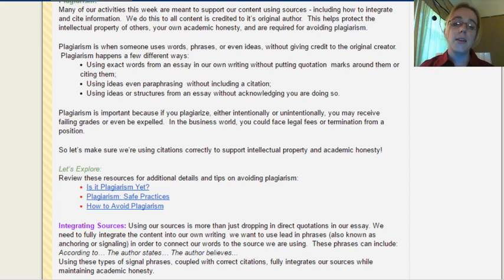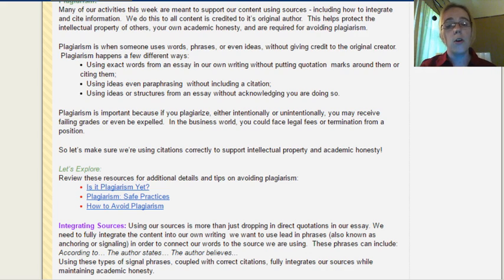And then using ideas is another way, even using ideas when you paraphrase them without including that citation, okay? So even if you put it in your own words, but the idea comes from that source, you need to put a citation in there. And then finally, using ideas or structures from an essay without acknowledging that you're doing so. That's like with the main idea with summarizing. If you don't put a citation in there indicating that that big idea is not your own, it's plagiarizing.